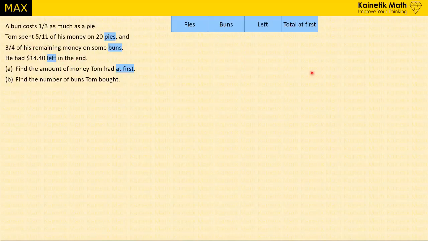Okay? So let's look at the first fraction, which is 5/11 of his money on pies. Take note, right now we know we don't have to bother with the number of pies yet. We just want to know this portion of money is spent on pies. So when we read a fraction, we must always be clear with the denominator first.